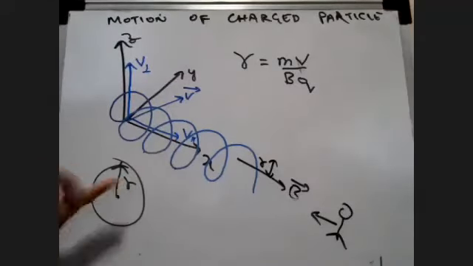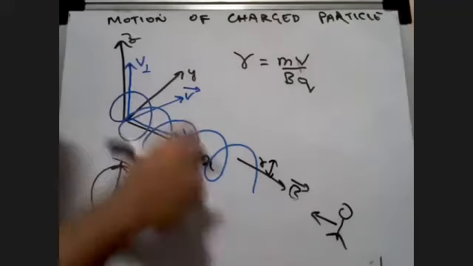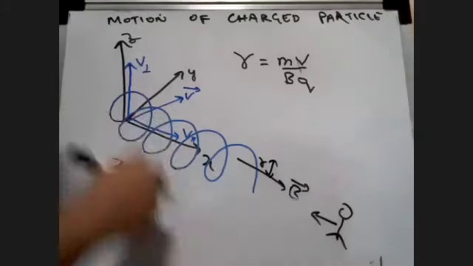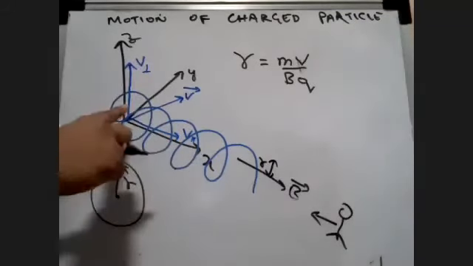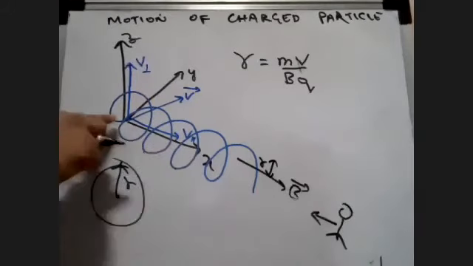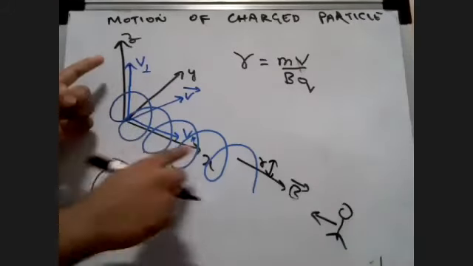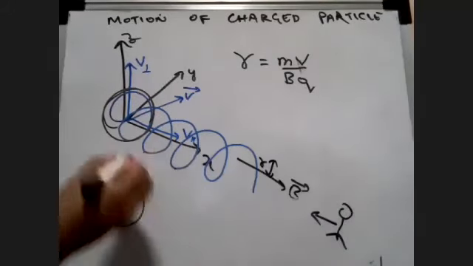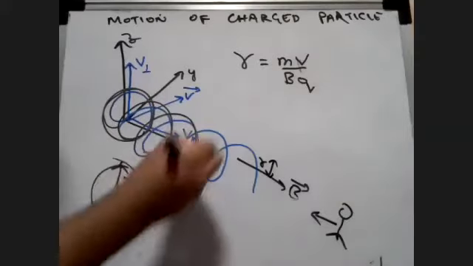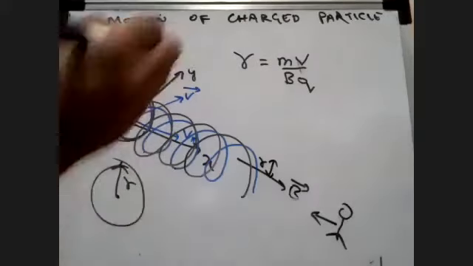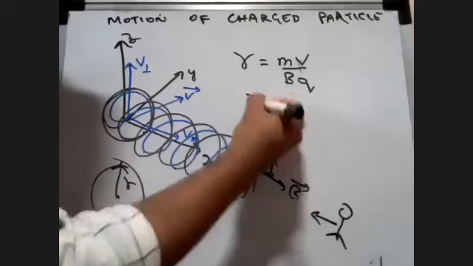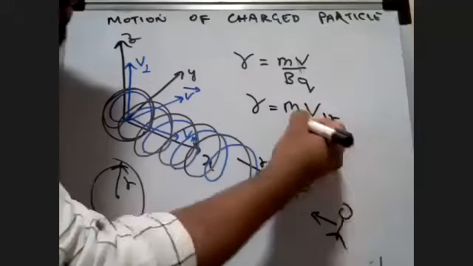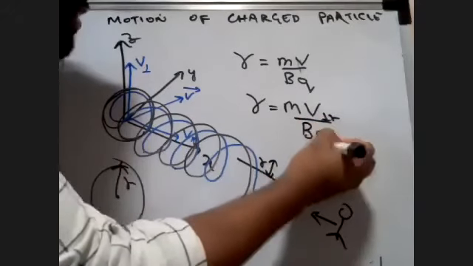Why? Because V parallel is causing the motion in the forward direction. But what causes the circle is V perpendicular. V perpendicular and magnetic field are at 90 degrees to each other, which is causing a circle in the YZ plane. It is V parallel that is taking the charge and pushing it forward. So now remember that R is going to be equal to m V perpendicular upon BQ. These are important concepts.